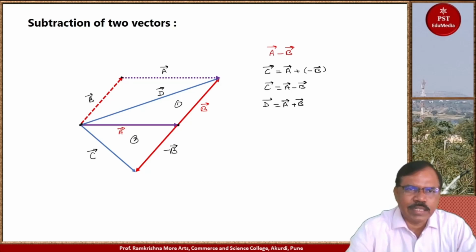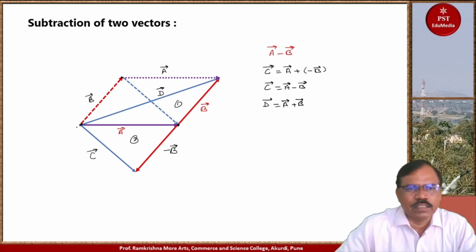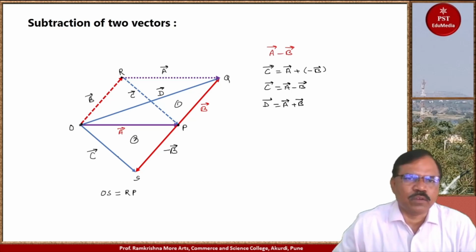Now if we join this, suppose these points are O, P, Q, R, S. So we will find OS will be equal to RP. So this one will be equal to C.